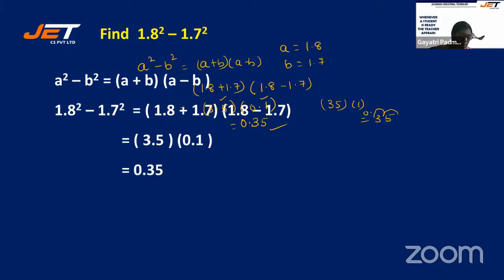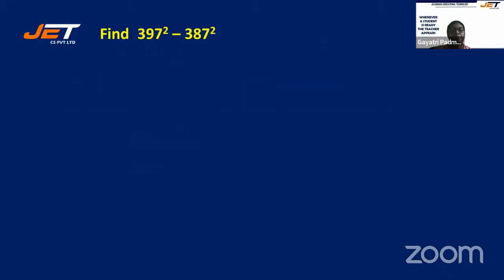All right, students. Okay, with this quickly we move on to the next sum. 397 square minus 387 square. Okay, so the same application.